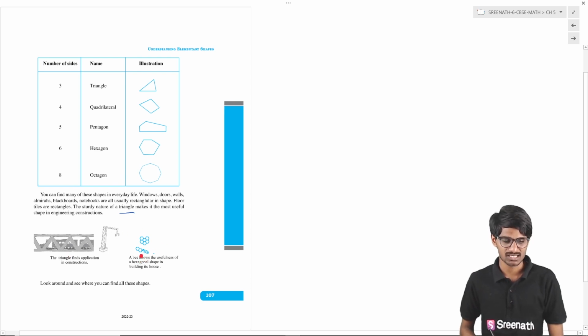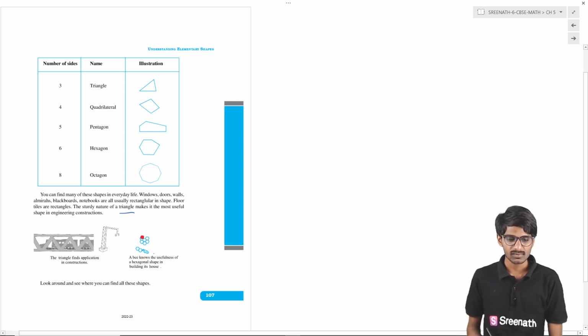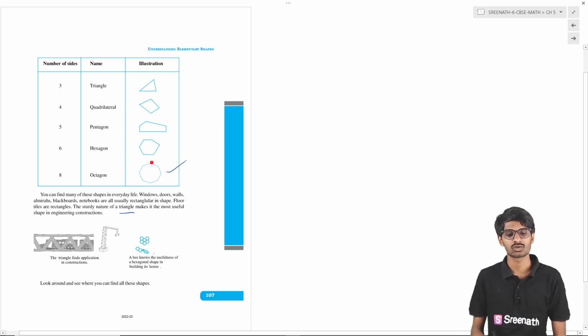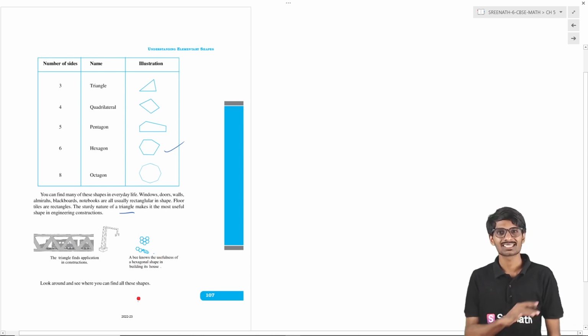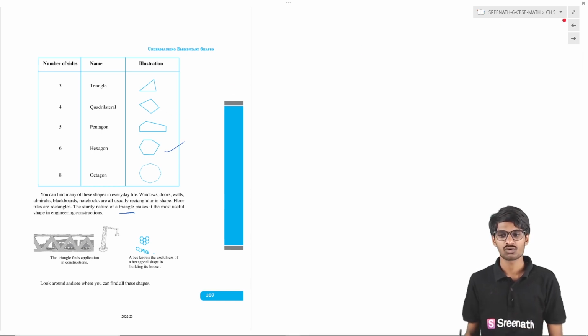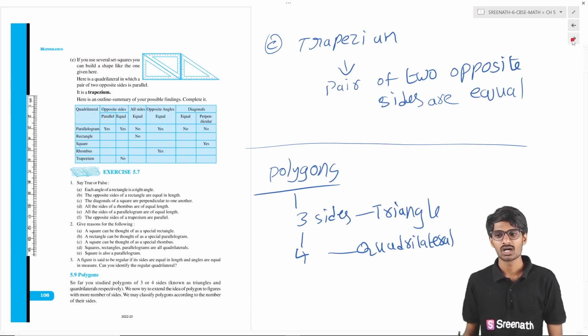You know honeybees, they make their buildings in the hexagonal shape. What is the shape? Sorry, there is no octagon. Hexagonal shapes like this. So these are the shapes we have in our surroundings. We are very familiar with these shapes. Okay, students, different types of shapes.